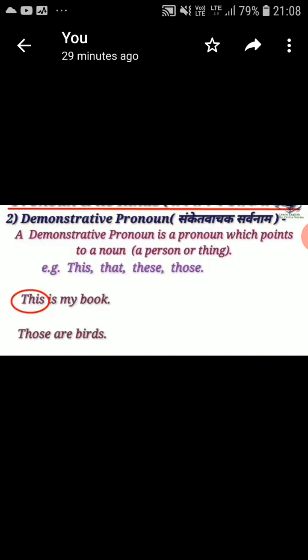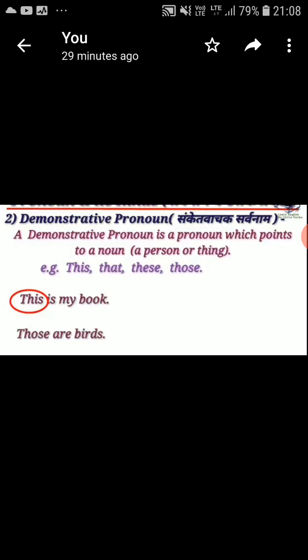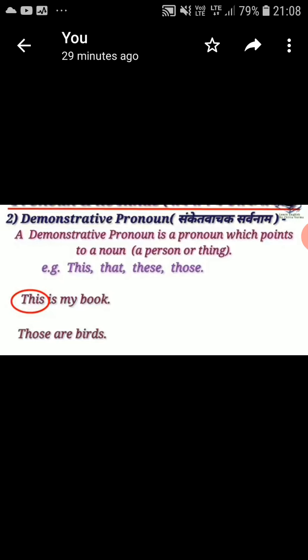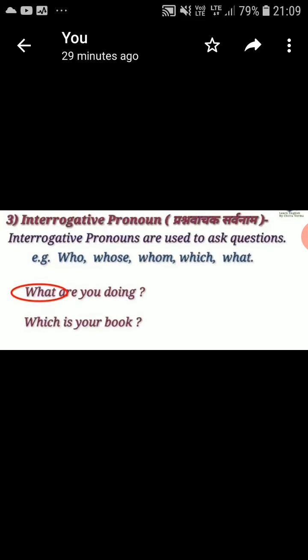This and these are the singular and plural pronouns used when something is nearby, and that and those are the singular and plural pronouns used to indicate when something is far away. Examples are given here. This is my book. It indicates a noun, and it indicates that the noun is singular and nearby, so that's why we use this. And those are giving the sense of plural, and that thing is very far away, so that's why we use those.